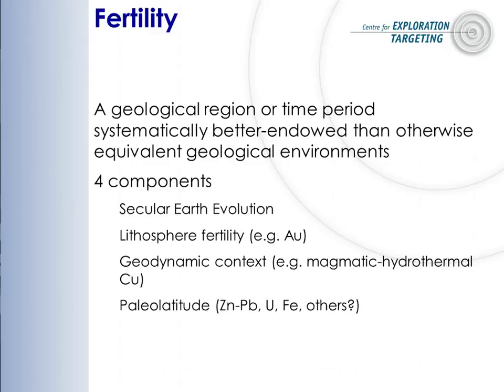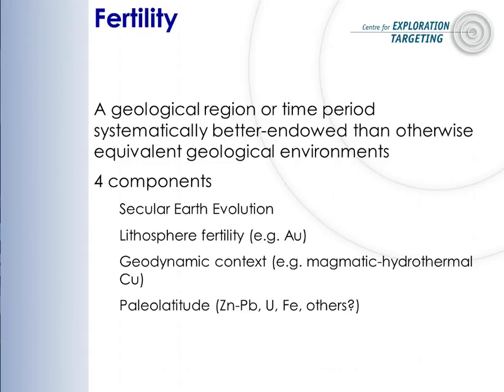Lithosphere fertility, so you can have a body of rock that's just preferentially enriched in the metal as a fertility. You could also have a time period, like you don't look for unconformity uranium before the global oxidation event, because you couldn't take U4+ and make it U6+ to move around.